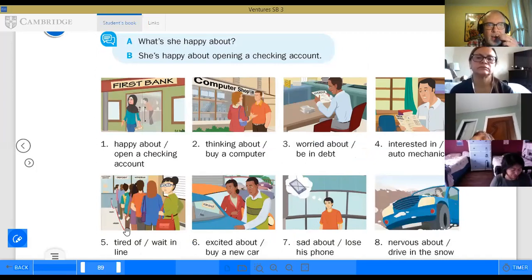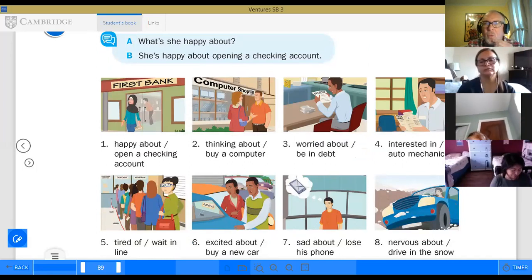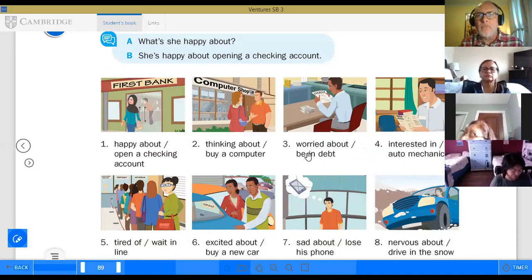Excellent. Okay. Let's see, Elvira, how about number 3? What is that man worried about? He's worried about. Number three. He's worried about being in debt. Being in debt. Everybody knows that word? Debt. Everybody knows debt?